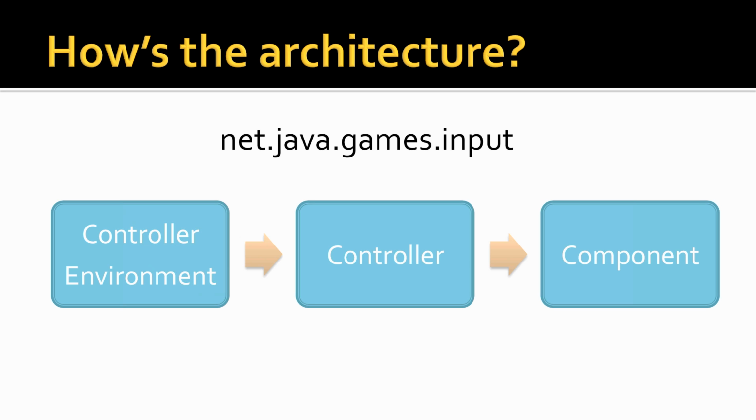And a controller is basically this physical device here, the Logitech gamepad, a mouse, a keyboard, a joystick. That's a controller. And then once you have that controller, you can extract different components off the controller by using a method called getComponents. And a component is a physical button, so a button or even an axis. And the D-pad is actually one component too.